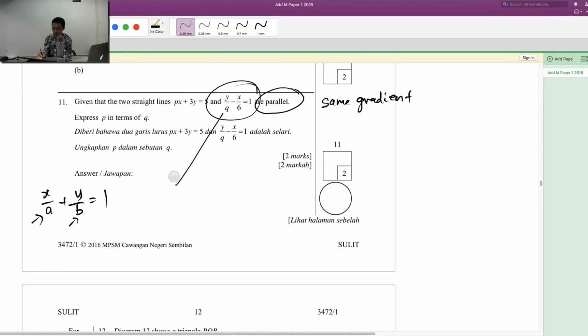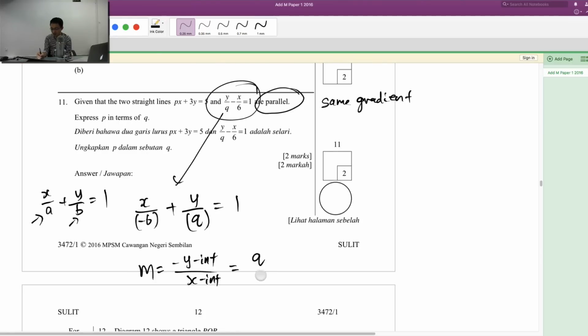So I rearrange this one first. This one is basically x over negative 6 plus y over q equals 1. And we learned the gradient formula: gradient equals negative y-intercept over x-intercept, isn't it? This is one of the gradient formulas. If you don't know this, please remember it. So from here, I know the y-intercept is q and the x-intercept is negative 6, so my gradient is q over negative 6.